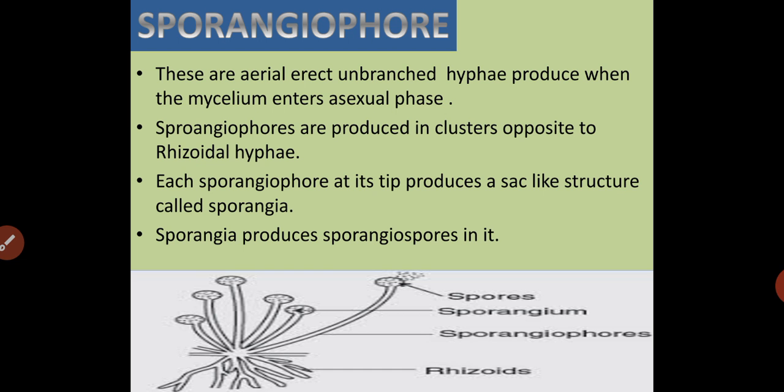Let us move towards the next part of the Rhizopus, that is the sporangiophore. These are the aerial, erect, unbranched hyphae produced when the mycelium enters the asexual phase. Sporangiophores are produced in clusters opposite to rhizoidal hyphae. Each sporangiophore at its tip produces a sac-like structure called the sporangium. Sporangia comprise sporangiospores in them.